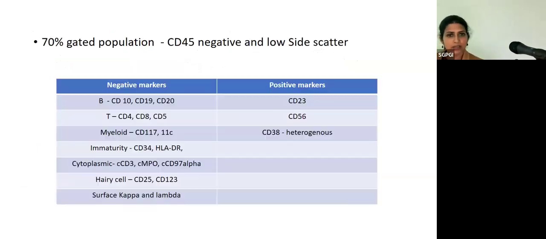And so this was the result: a 70% gated population, negative for B, T, myeloid markers, negative for immaturity markers, negative for cytoplasmic markers, and the only positive markers we got were CD23, CD56, and CD38 heterogeneous. So CD56, any guesses for CD56, what is the possibility? NK. Okay, so what is against NK here? Can you think of an NK cell because CD56 is positive here?